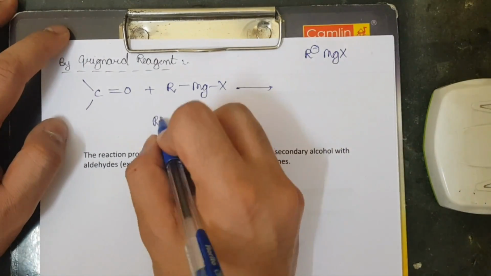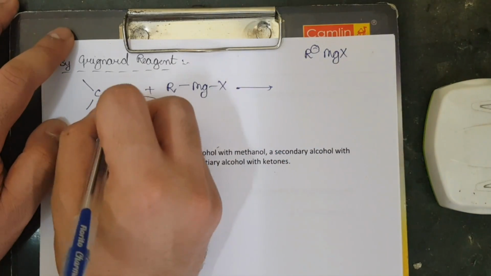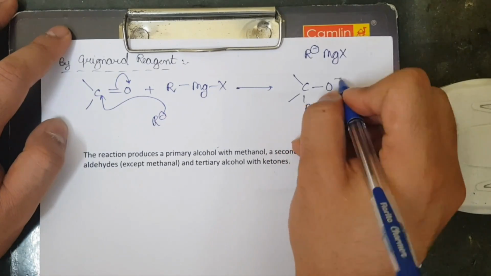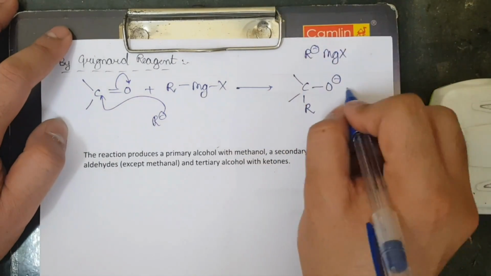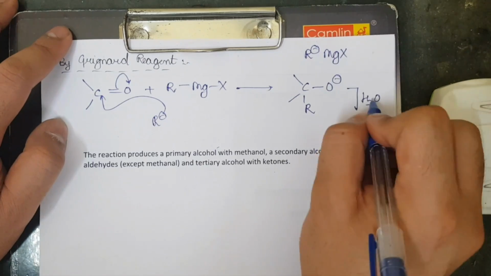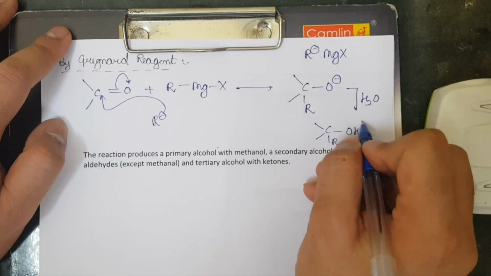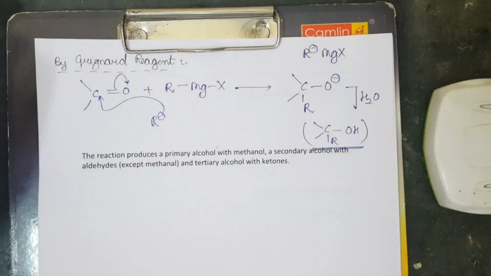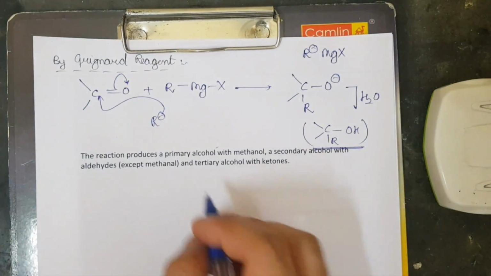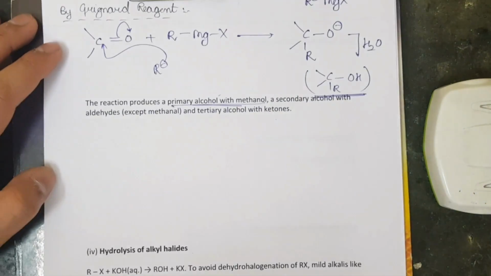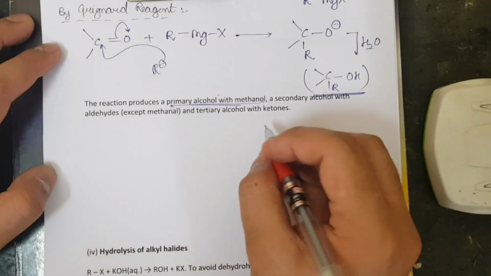So what will be happening from here? R minus will attack from here, this bond goes along here, giving me the formation of O minus here. Now we take H2O, so H plus will go and join here, giving me the formation of an alcohol. So this reaction basically produces a primary alcohol with methanol. First of all, you need to understand that it is methanol.